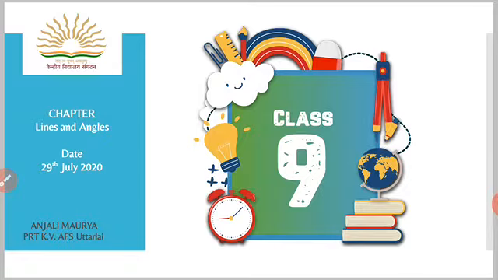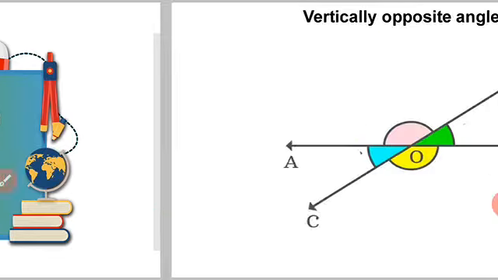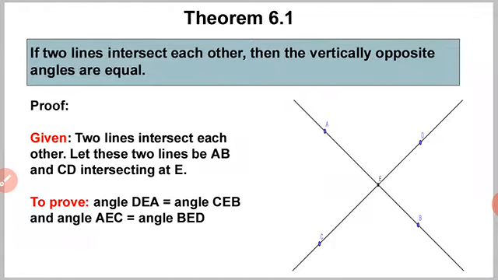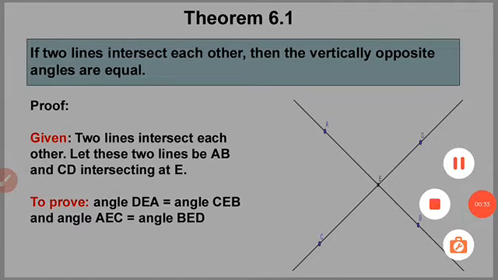In today's class, we will discuss theorem 6.1, which is related to vertically opposite angles. Theorem 6.1 is stated as: if two lines intersect each other, then the vertically opposite angles are equal. So let us verify this theorem manually.